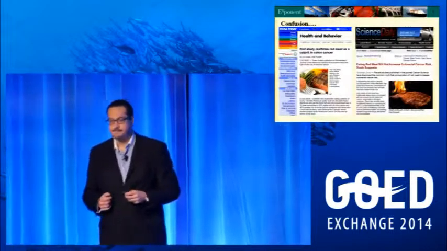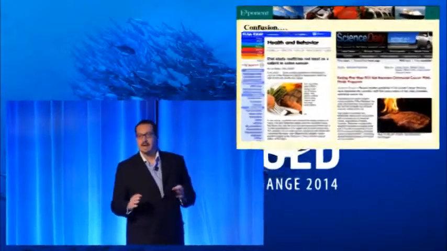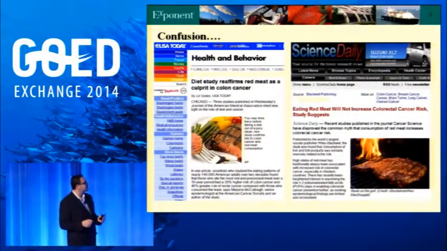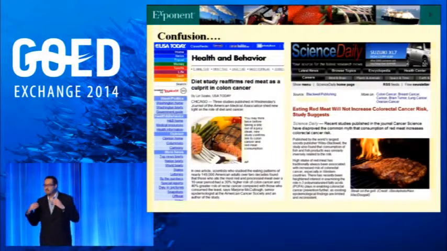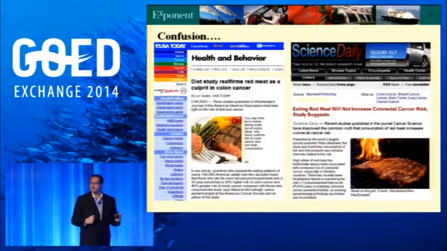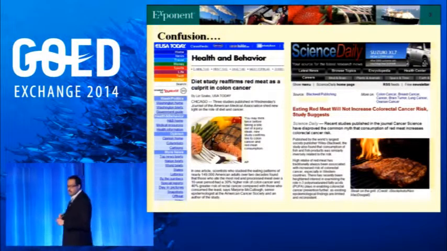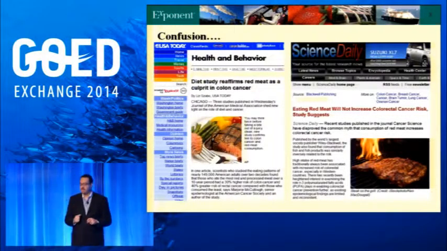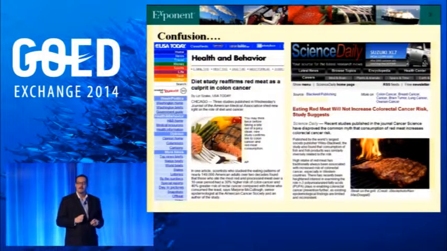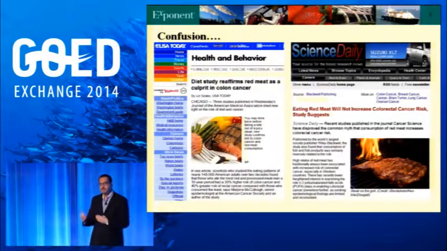It's confusing. So here's a topic that I've worked on for about 7 years. You can see an article comes out: diet study reaffirms red meat as a culprit in colon cancer. Another news blurb: eating red meat will not increase colorectal cancer risk. So what do you believe? Which study? Which study's better? Consumers don't know. Most scientists don't know. But yet we're dealing with all this information. We're faced with conflicting stories.